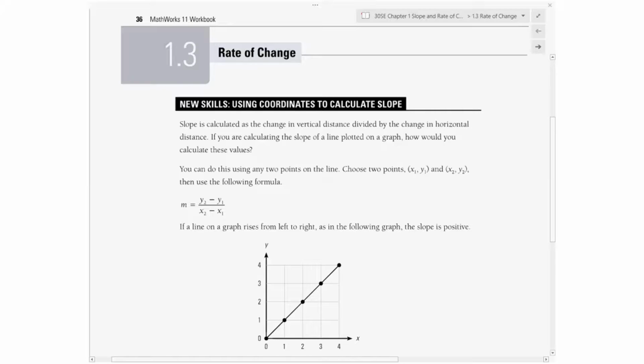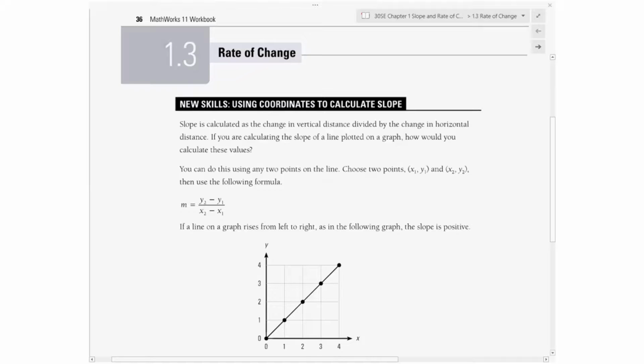In our last booklet, in Chapter 1, we're going to refer to slope as a rate of change. So we're going to use that idea of slope and see how it can be used to express how quickly things are changing. Slope is calculated as the change in vertical distance divided by the change in horizontal distance. So if you're calculating the slope of a line plotted on the graph, how would you calculate this?